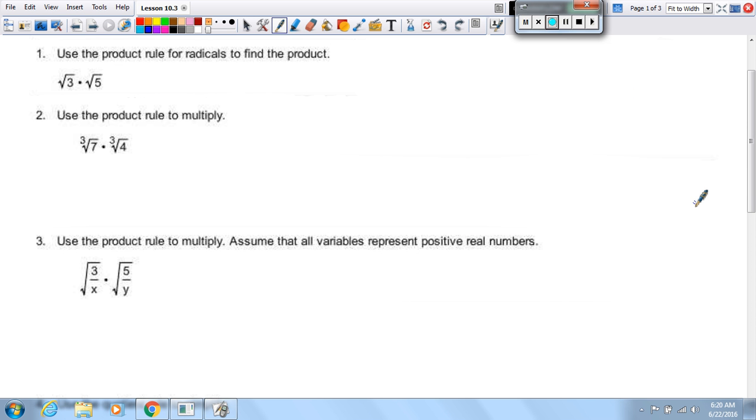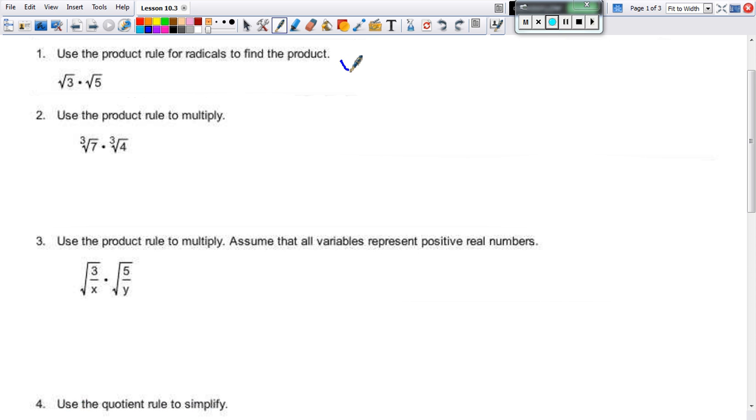Okay, in order to use the product rule for radicals to find the product, you just keep the radical like it is. These are both square roots, so you keep it as a square root, and then you multiply the inside, so 3 times 5. So you get the square root of 15 is the answer to that one.